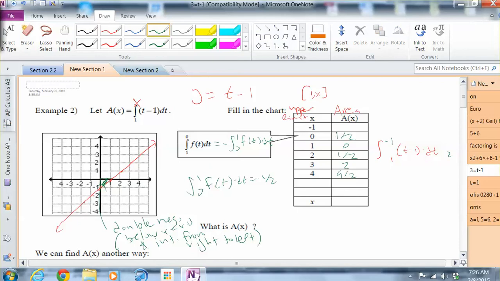And if I'm integrating from 0 to negative 1, so it's like this here. Base is 2, height is 2. 1/2 times base times height, you're going to get positive 2. So again, it's a double negative. But here's the question.